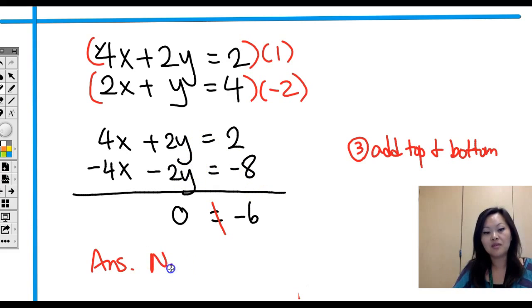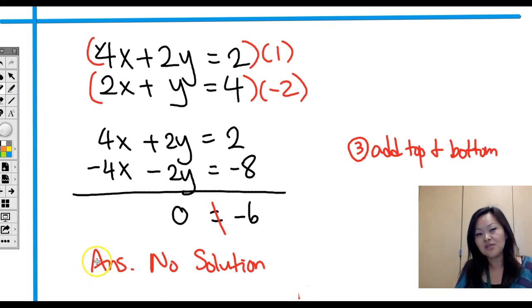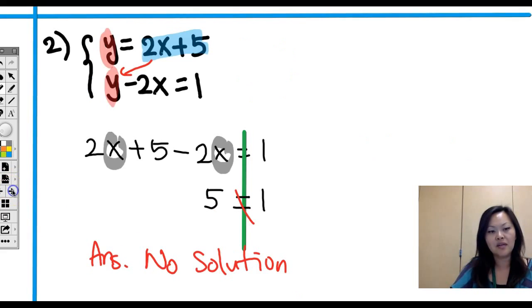So what is my answer going to be? It's going to be no solution, okay? And so there you go, we are done with this question. Let's just do one more, but this time we're going to go ahead and use the substitution method, okay?